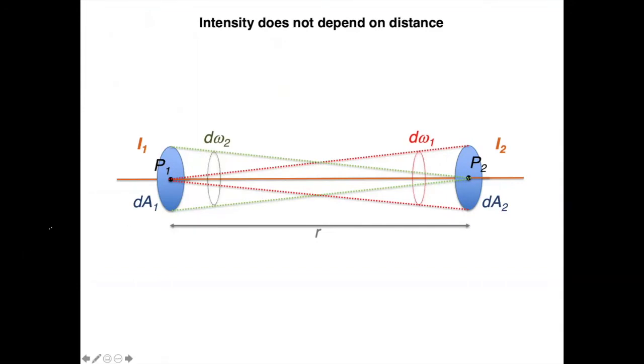So to prove this, consider two points, P1 and P2, along a ray. They are separated by a distance r. And consider the energy that leaves P1 and reaches P2. These locations are points, so they do not fit our macroscopic definitions.